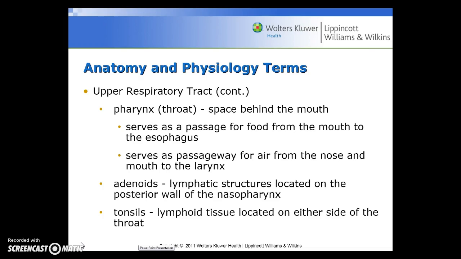The upper respiratory tract also consists of the pharynx, or the throat, the space behind the mouth. This serves as a passage for food from the mouth to the esophagus and serves as a passageway for air from the nose and the mouth to the larynx. The adenoids are the lymphatic structures located on the posterior wall of the nasopharynx, and the tonsils are the lymphoid tissues located on either side of the throat.